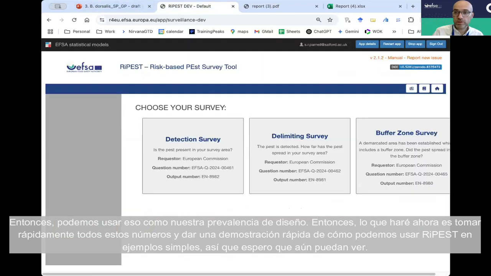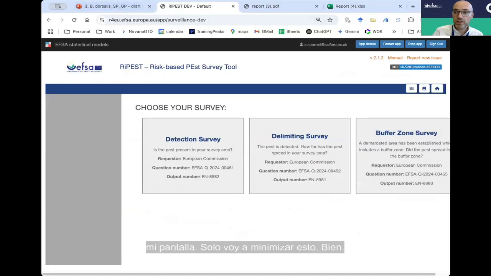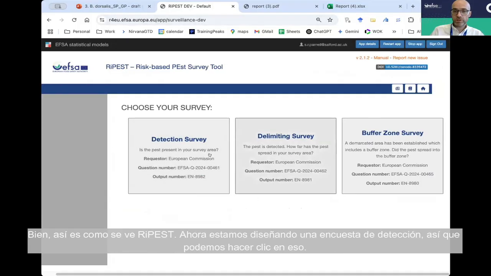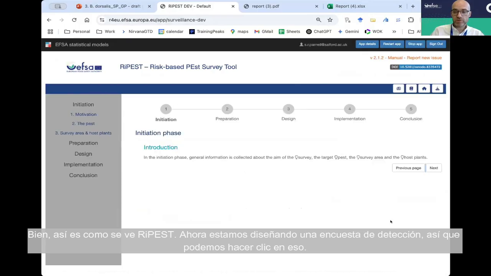So hopefully you can still see my screen. I'm just going to minimize this. Okay, so this is what RIPEST looks like. Now we're designing a detection survey, so we can click on that.